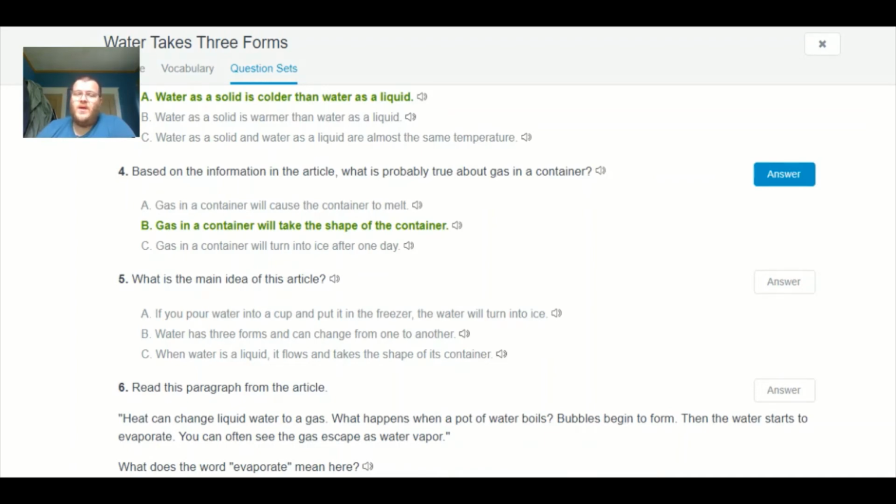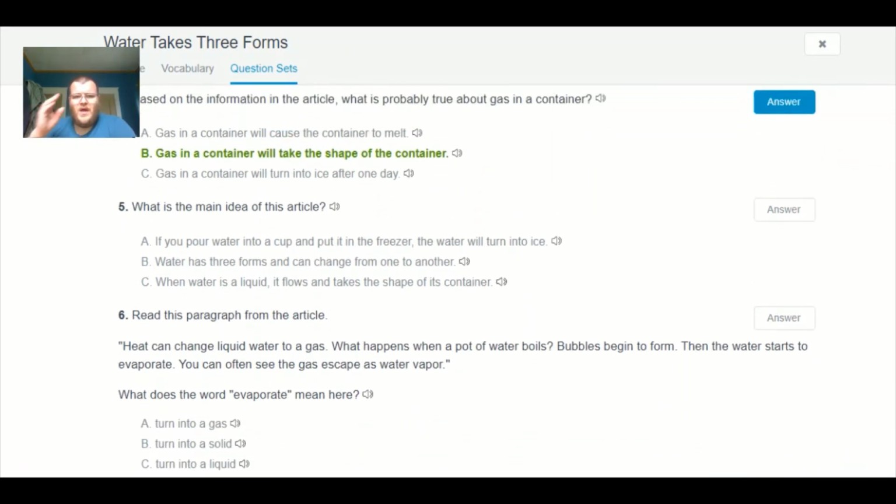For example, when you blow into a balloon, the air that you blow into the balloon will take the shape of the balloon. Number 5. What is the main idea of this article? And that means, what was the idea? What was the author trying to get you to understand by writing this article?